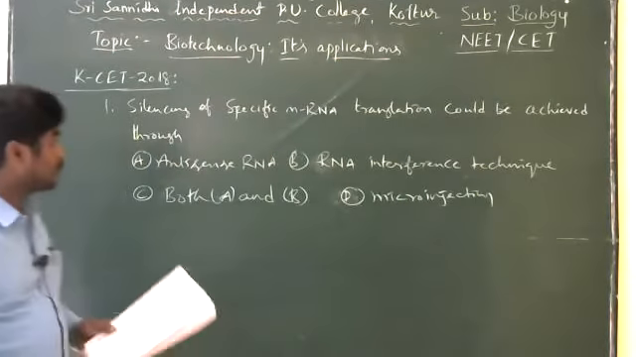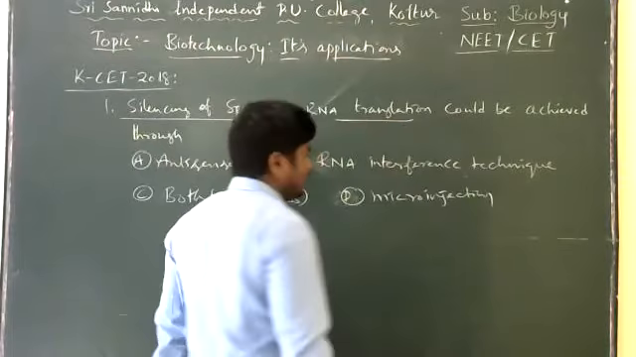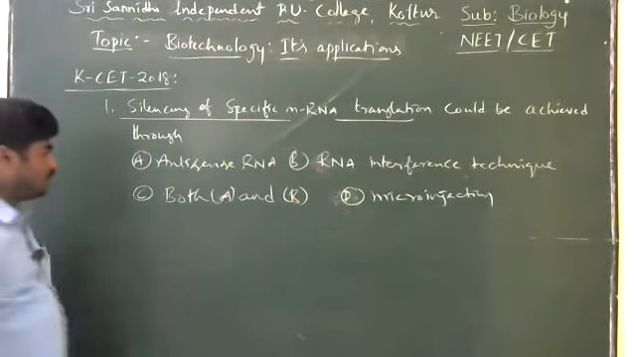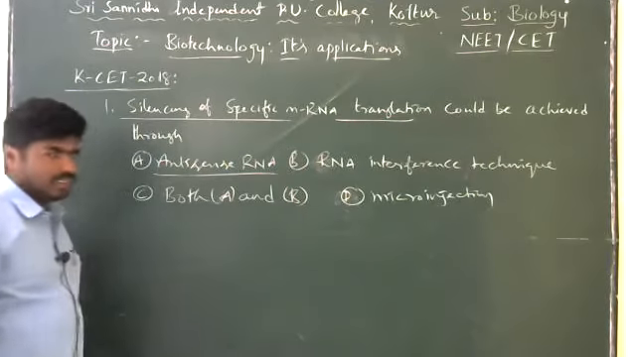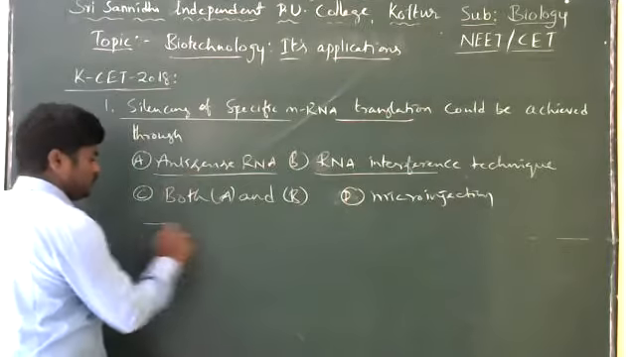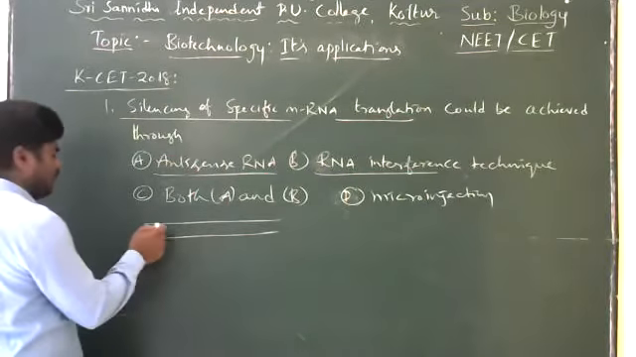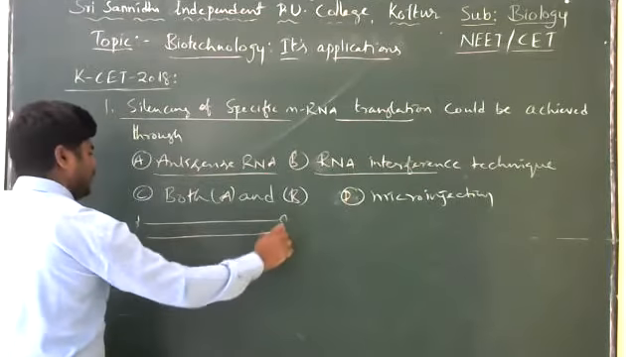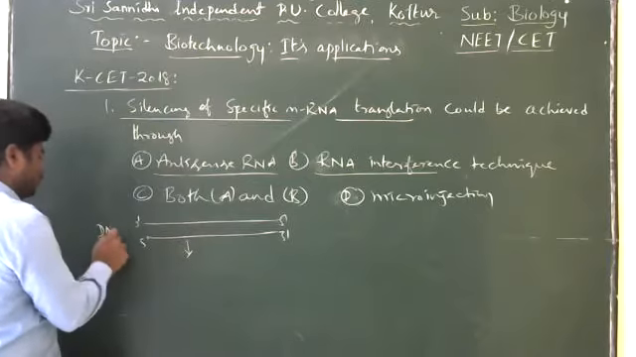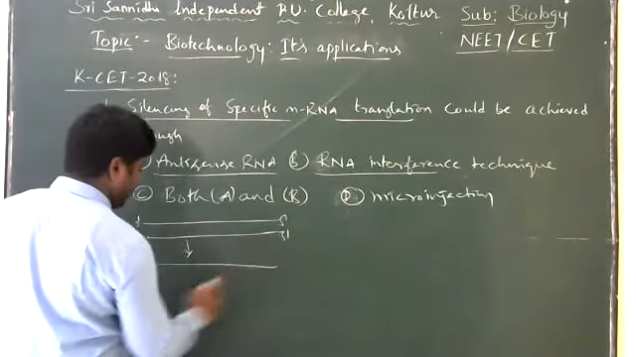They gave options like silencing specific mRNA of translation could be achieved through this technique. You can silence the specific mRNA. Here we use antisense RNA and RNA interference. So this is viral DNA. This viral DNA is involved in the production of two mRNAs.